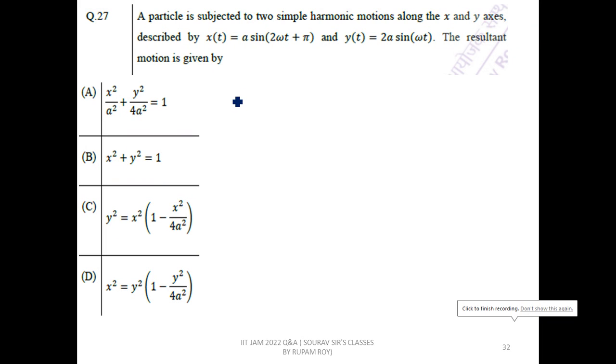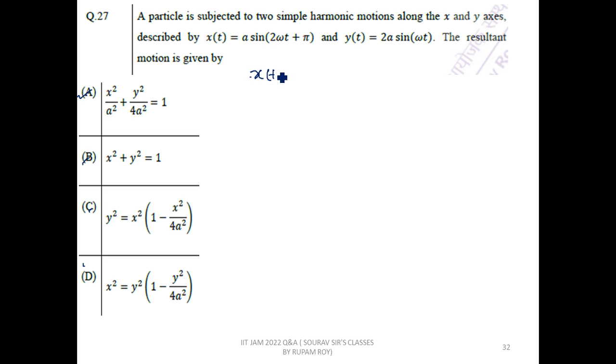Question 27 from IIT JAM 2022. A particle is subjected to two simple harmonic motions along the x and y axes, described by x(t) = a sin(2ωt + π) and y(t) = 2a sin(ωt). The resultant motion is given by one of these options.